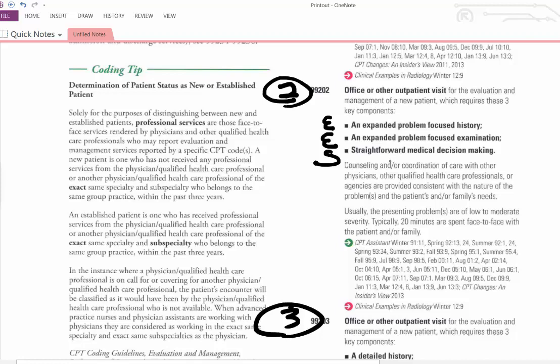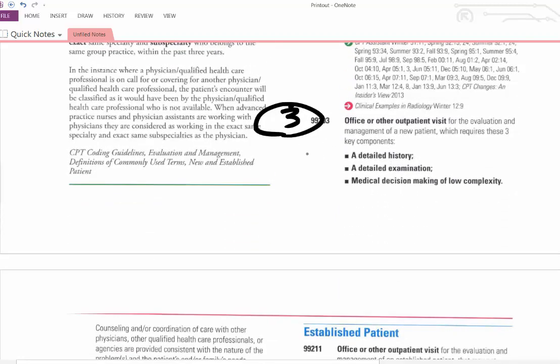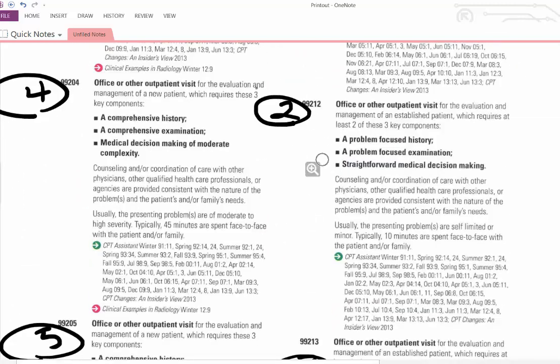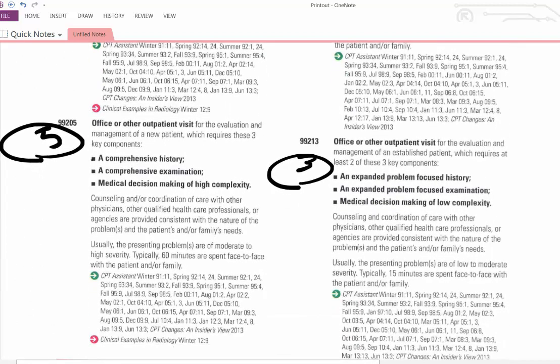For 99203, I'm going to write D for detailed history, D for detailed exam, L for low complexity medical decision making. Under 99204, I'm going to write C for comprehensive history, C for comprehensive exam, M for moderate decision making. Now don't confuse this M with medical decision making. M stands for moderate. For 99205, I'm going to write C, C, and then I'm going to write an H for high complexity.